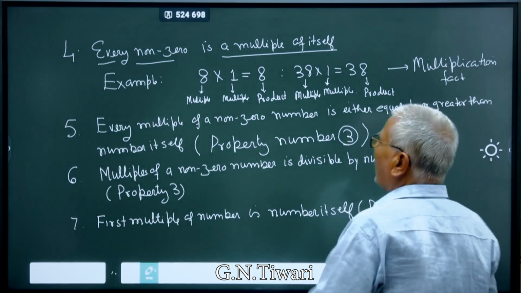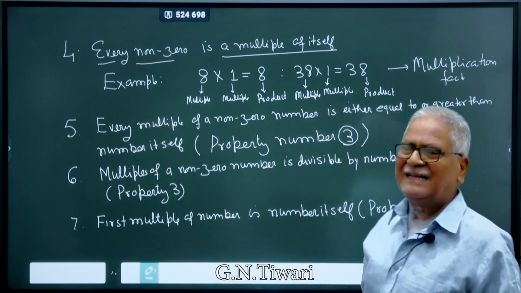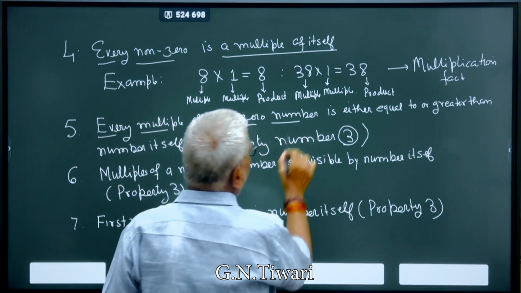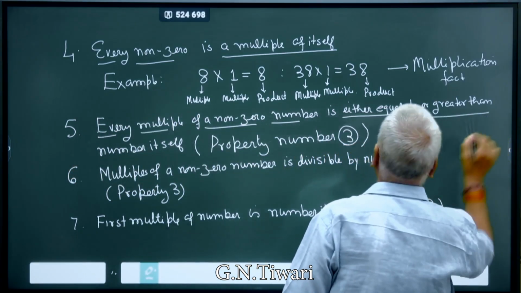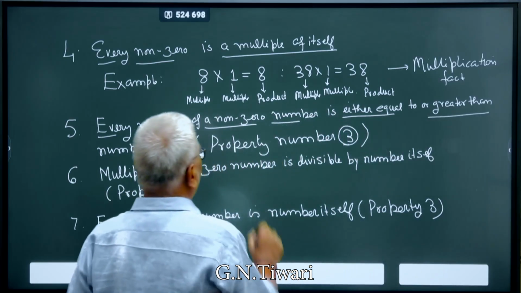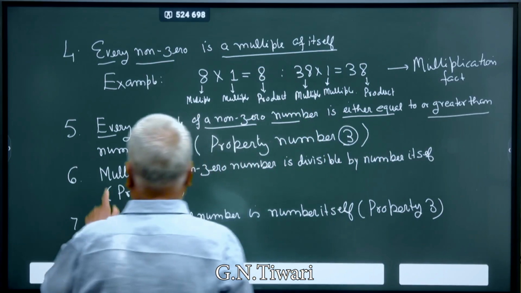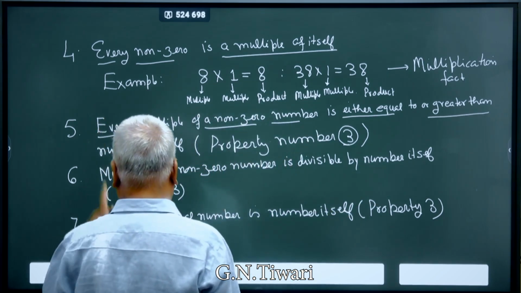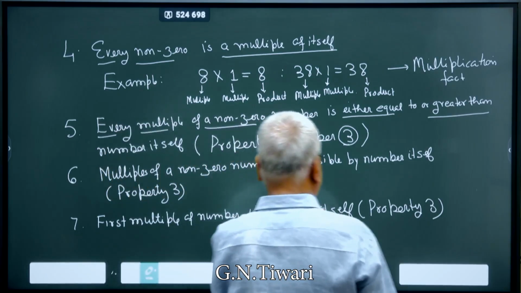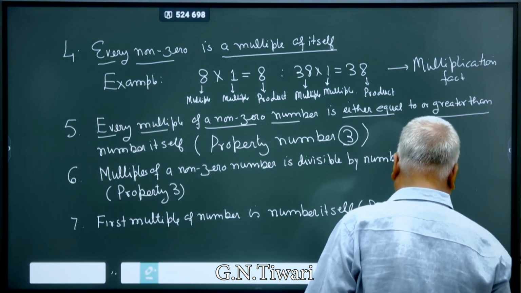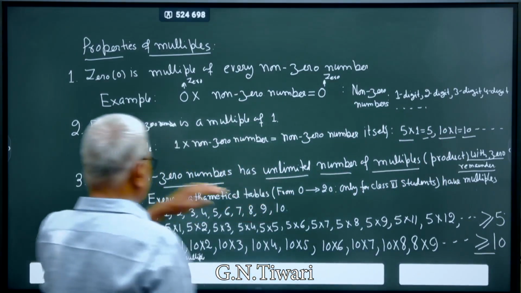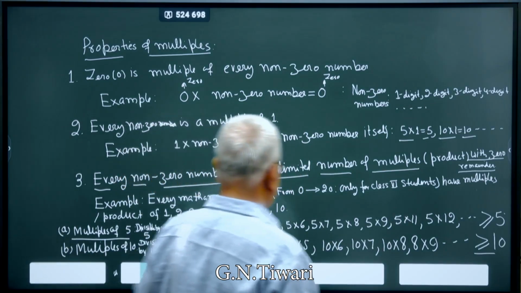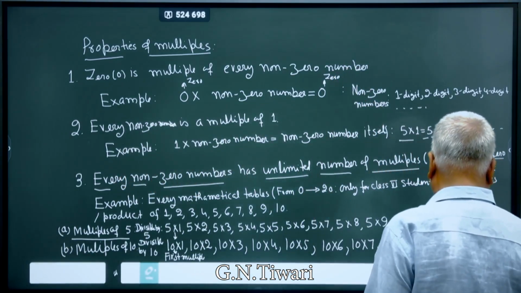Now see, all these properties should be remembered by the students. Then he can solve the problem. Now just see this. Every multiple of a non-zero number is either equal to or greater than the number itself. The property of numbers, 3. Multiples of a non-zero number are divisible by the number itself. The property 3 is already given. The first multiple of the number is the number itself, property 3. Just see, in property 3, everything has been mentioned here. Multiples of 5 and multiples of 10, everything is mentioned here in this case.